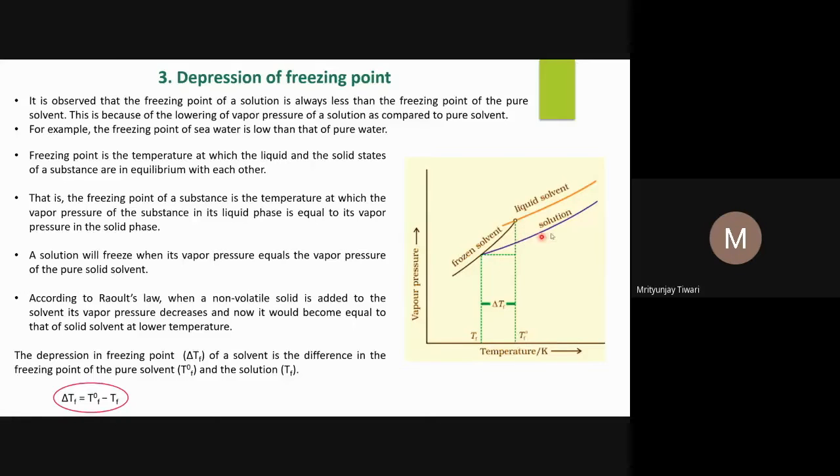And I hope this is clear, because this is the pure solvent and the graph of the solution goes below that of the pure liquid. And not only that, if you want to see the pure solvent in the frozen state, take the example of ice: its vapor pressure at 0 degrees centigrade will be more than the vapor pressure at, suppose, -1 degree centigrade. One can easily understand that.